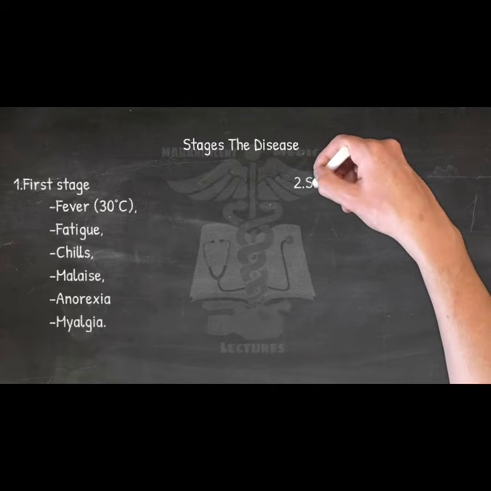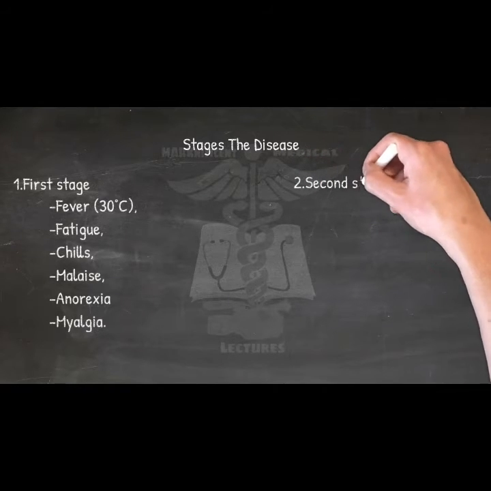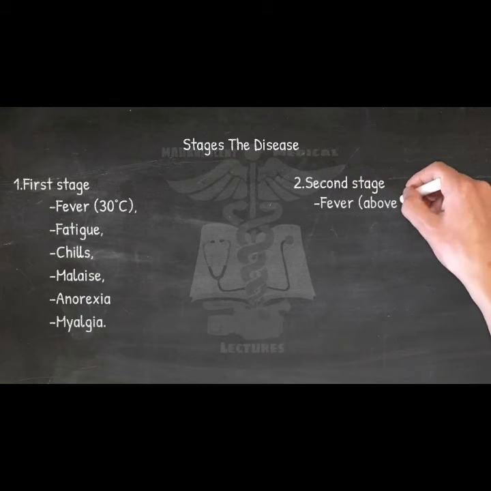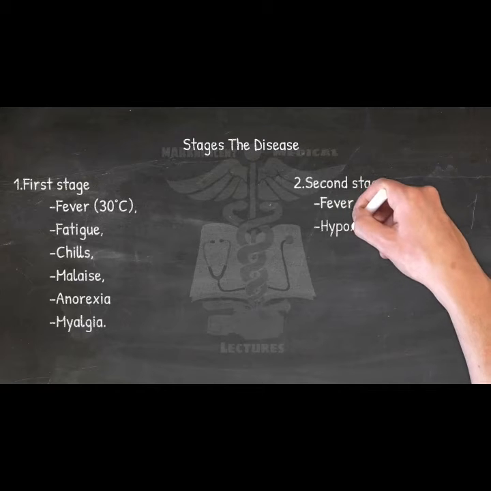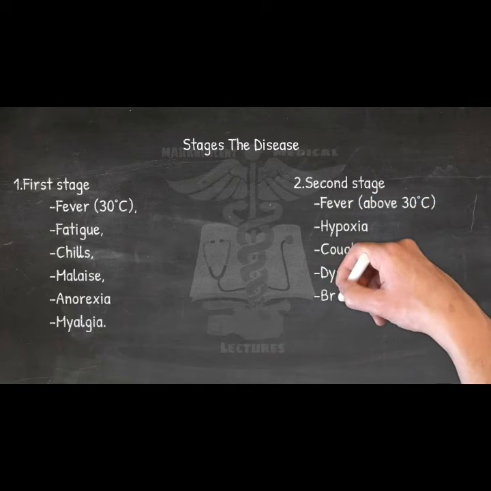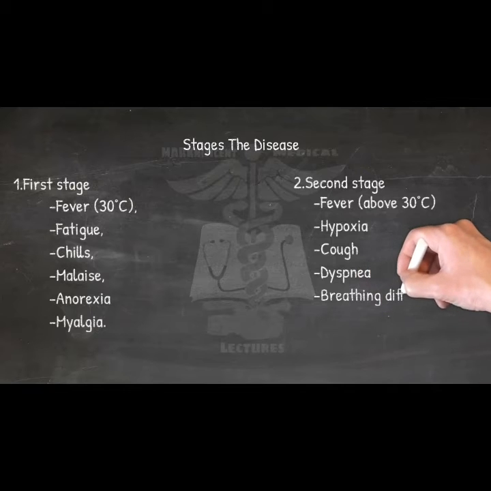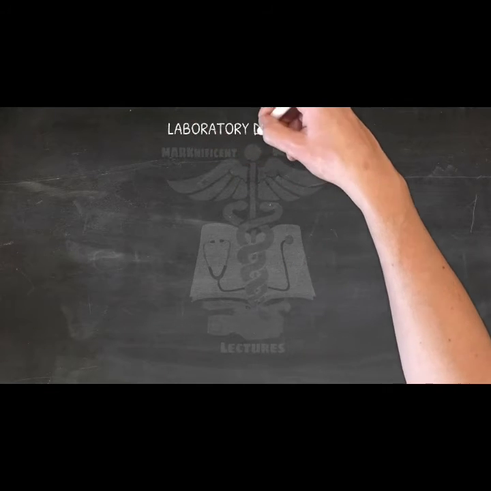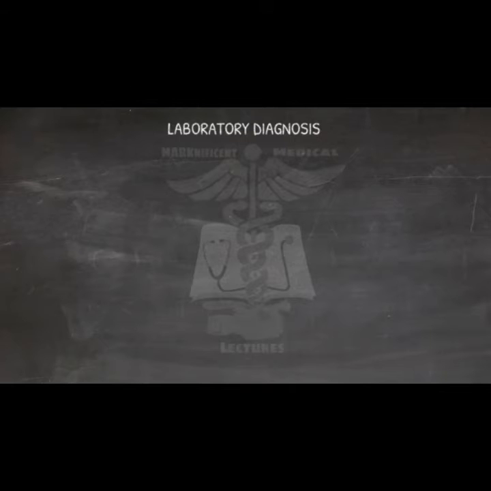The second stage represents the lower respiratory tract illness that begins 3 or more days after incubation. Hypoxia, cough, dyspnea, and breathing difficulties are common findings. Cough typically tends to be dry and non-productive and may range from mild to severe. Fever is typically higher in this stage. Laboratory diagnosis.